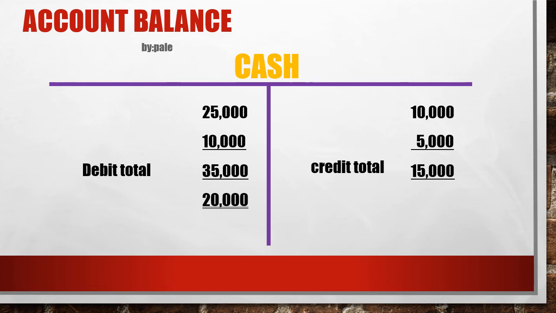So, you must do the footing. Meaning, i-total ang debit, i-total ang credit, then get the final balance. So, subtract. 35,000 minus 15,000 is a total of 20,000. You must double rule your final balance. What is this final balance? This final balance is the account balance. Meaning, that is the balance of your cash. Why is this important? Because this balance will be transferred to your trial balance. So, trial balance is the summary of all account balances found in your ledger.